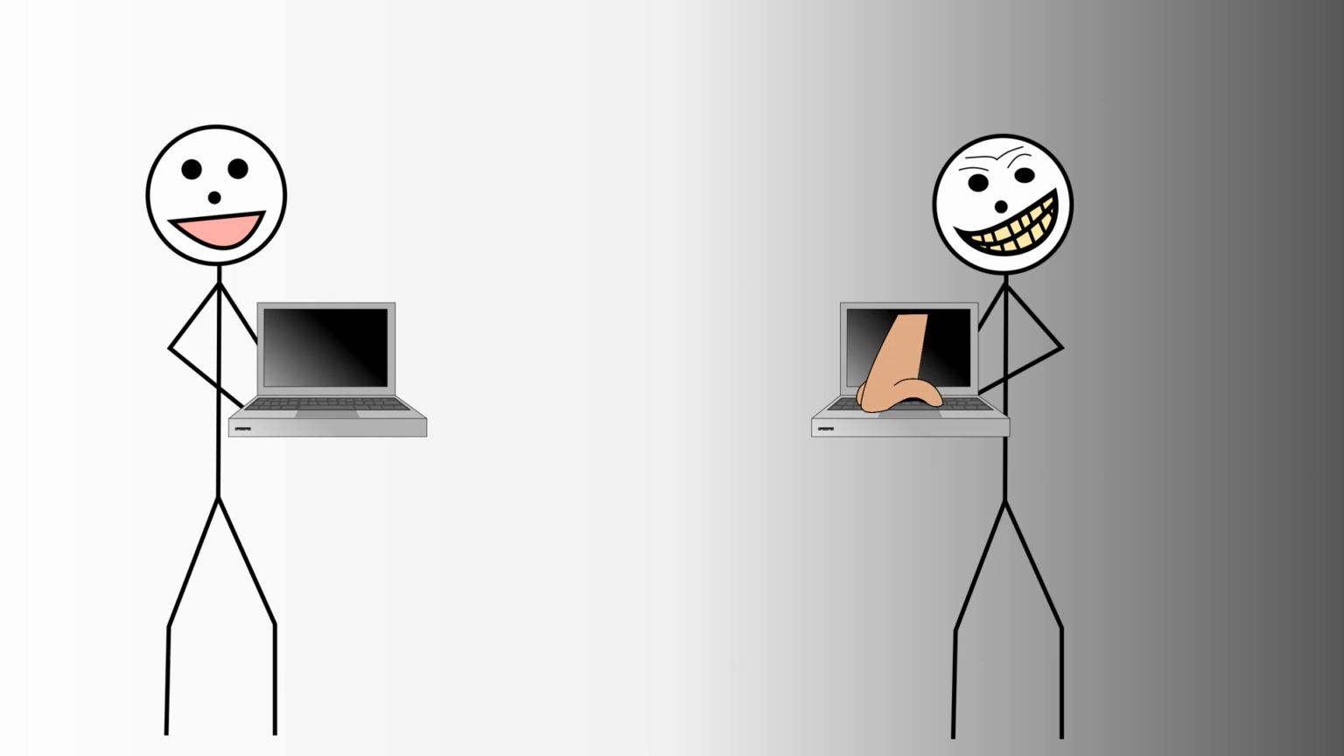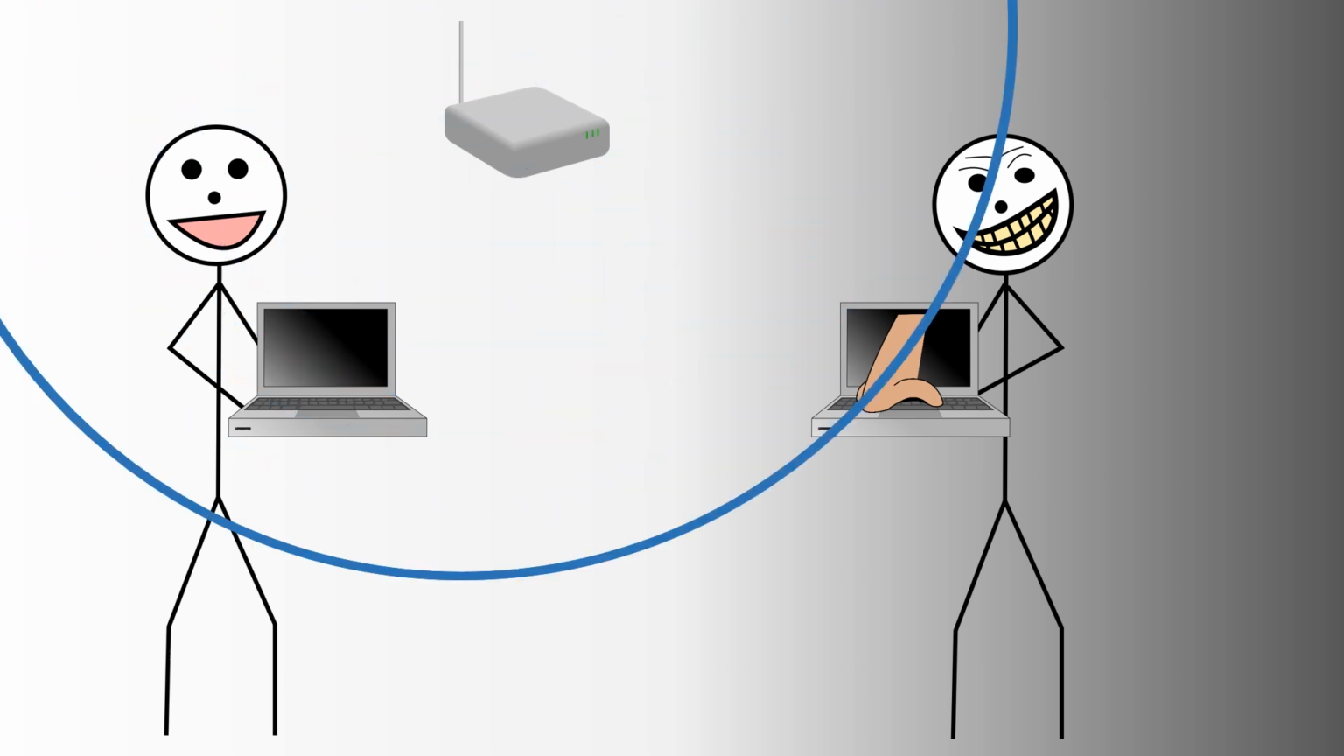Say you're in a coffee shop surfing the web. A cybercriminal within range of that wireless network can use a variety of methods to intercept the signals sent back and forth between your computer and the wireless router. So they can intercept the information that's sent from the wireless router to your computer, and they can also intercept the information that your computer sends to a wireless router.